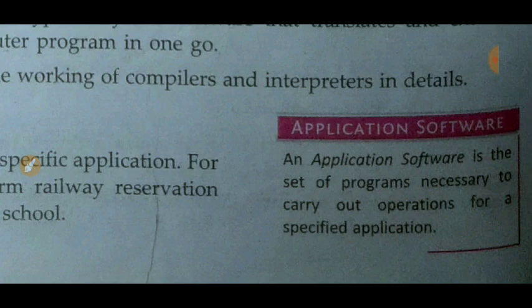Like suppose I want to type a letter or create a document, at that time we have to use word processing software. Similarly, suppose I want to make a presentation or work with photo editing software, at that time we require different kinds of software. That kind of software is known as application software. Application software is basically designed for a specified purpose, depending on the user's work.